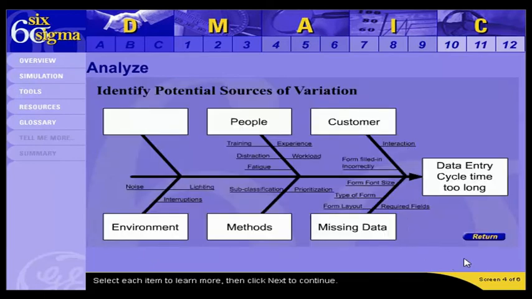After using a two-sample t-test to confirm the significance of the difference between our process and that of our competitor, we used a cause and effect diagram, also called a fishbone, to assist in brainstorming potential sources of variation, or vital X's. Click on Return to go back to the Analyze Summary page.